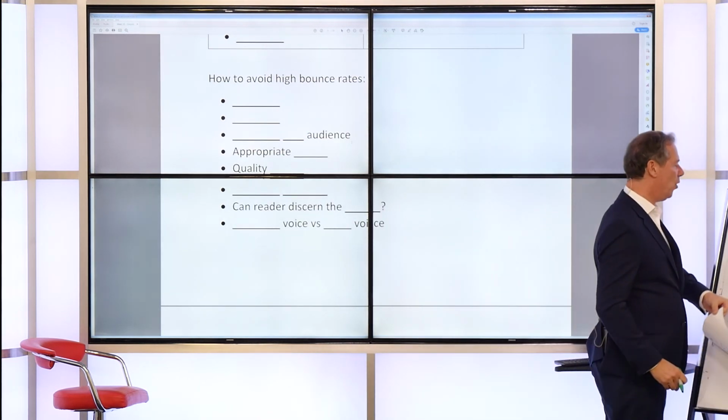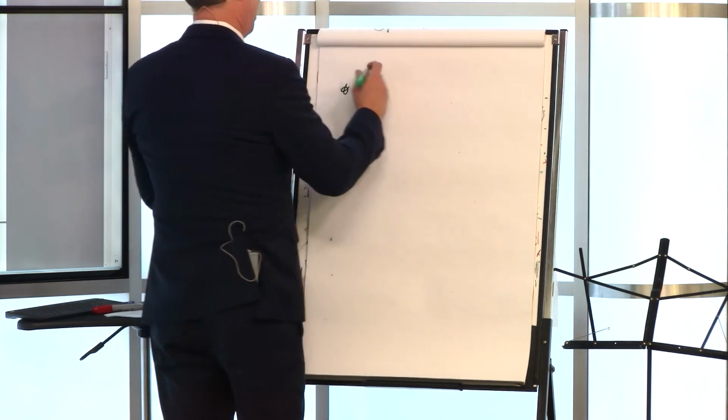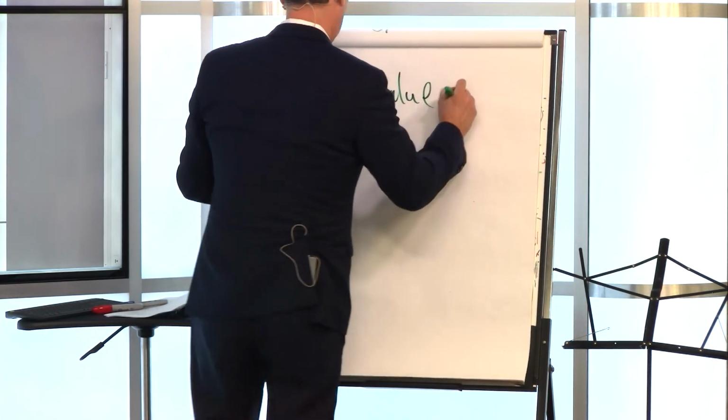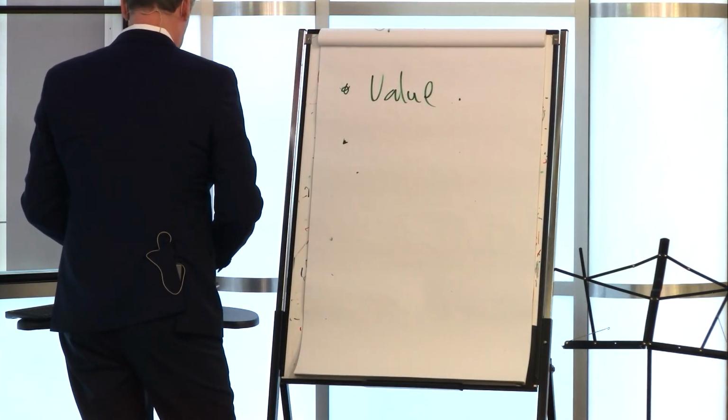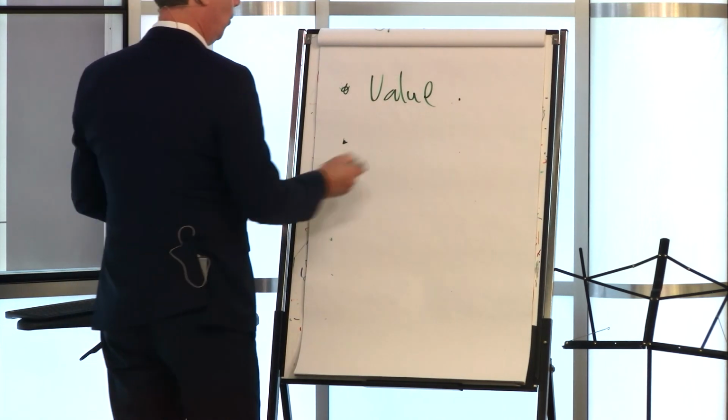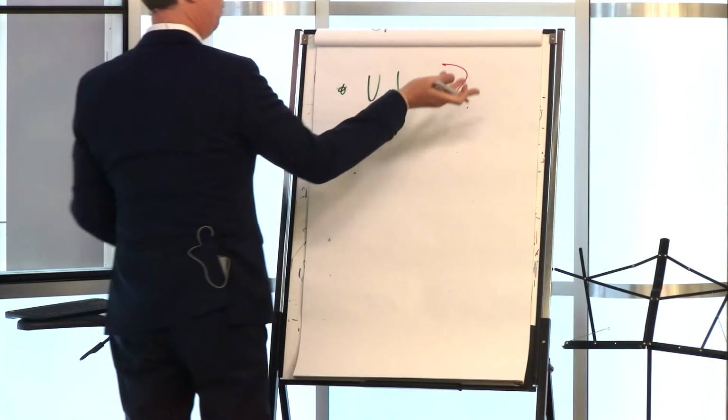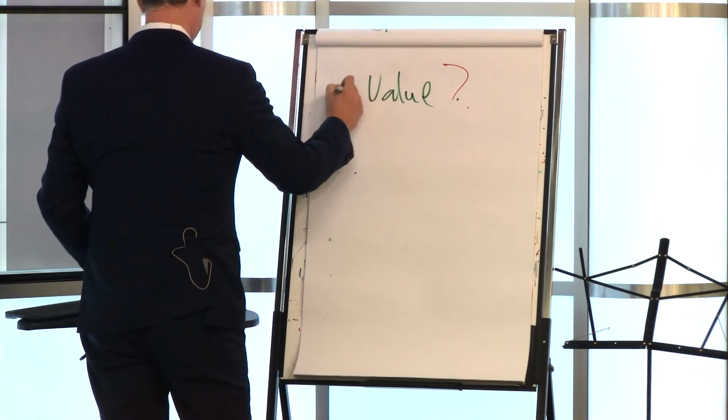And next, can the reader discern the value? And at the risk of repeating myself, I'm going to say it again. Value is, can I see that? Do I feel that there's actually value in this thing?